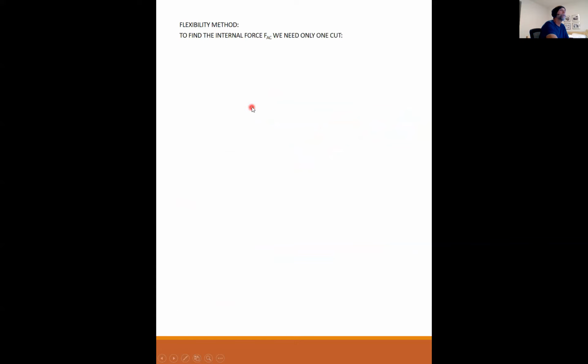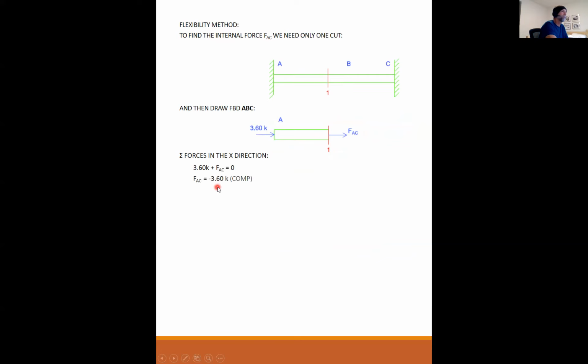So now we need to find the internal force FAC. We only need one cut because anywhere on this rod would work. Then I draw a free body diagram of ABC. And so I have my reaction, my unknown FAC, sum the forces. FAC is equal to minus 3.6 kips, or it is in compression. Draw an axial load diagram. And here's my axial load diagram. Now remember, this is the restraining force. This is only half of it. This is my axial load diagram for the restraining force.